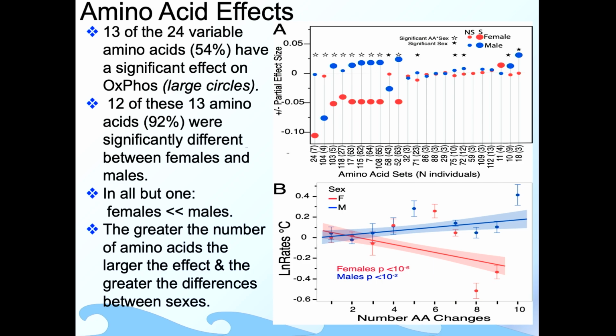The other thing you can look at is just the sum of the amino acid change on the bottom graph, B, and again the mitochondrial rate on the y-axis. What you can see is that the more amino acid change you have, the lower the metabolic rates in females, but the greater the rate in males. It's the opposite effect in the two sexes.